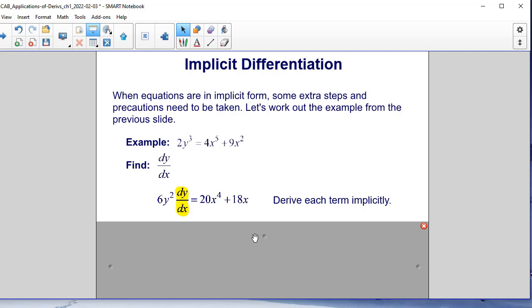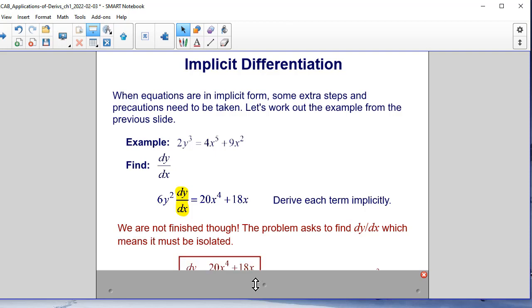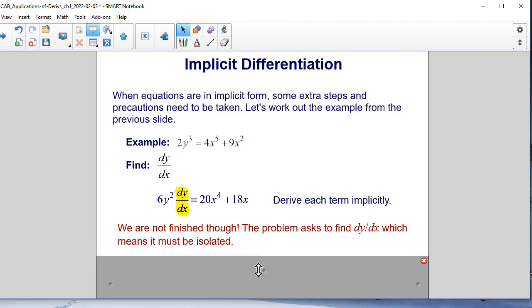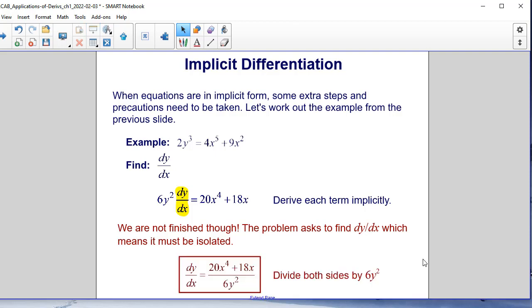On the other side of the equation, 4x to the fifth gives us 20x to the fourth, and the derivative of 9x squared will be 18x. However, we are not done. We were asked to find dy/dx, which means we need to divide both sides by 6y squared, and the final result will be dy/dx is equal to (20x to the fourth plus 18x) divided by 6y squared.